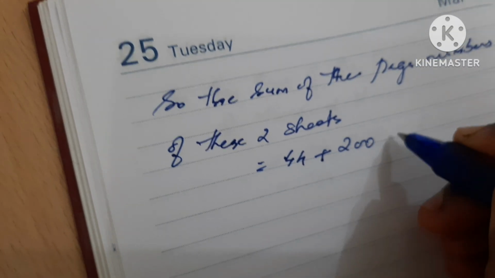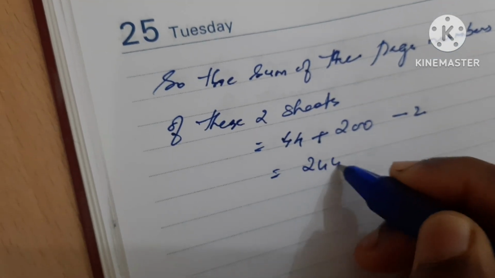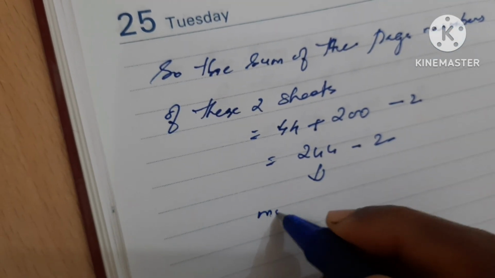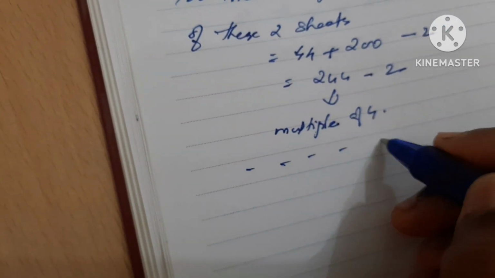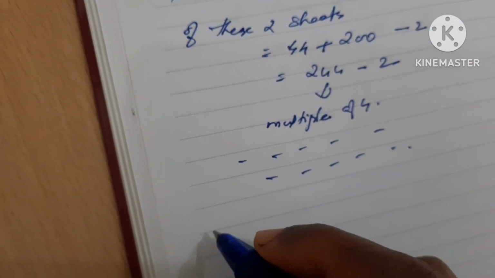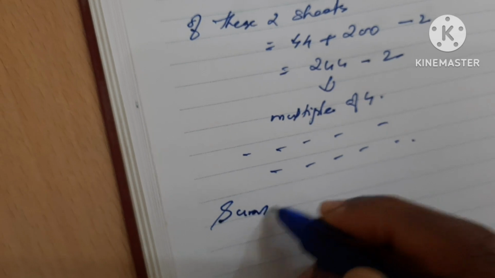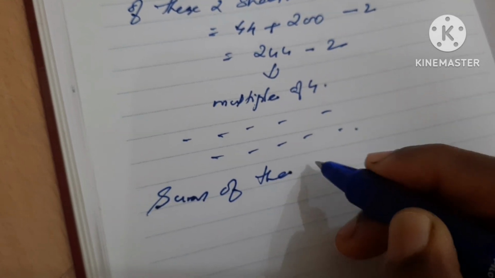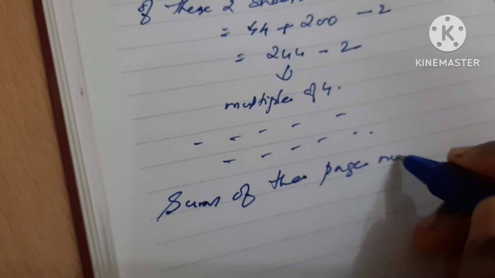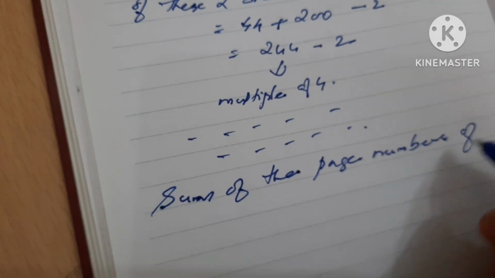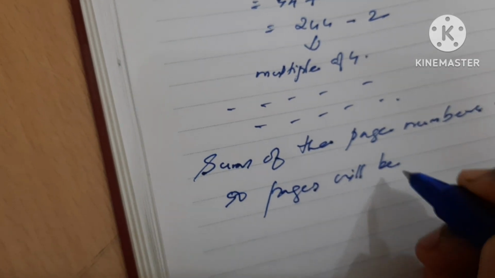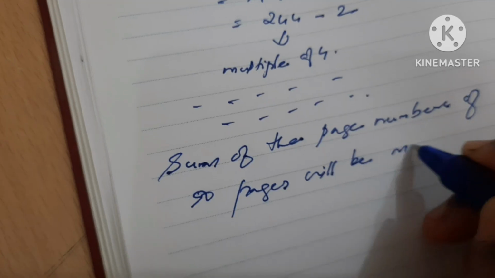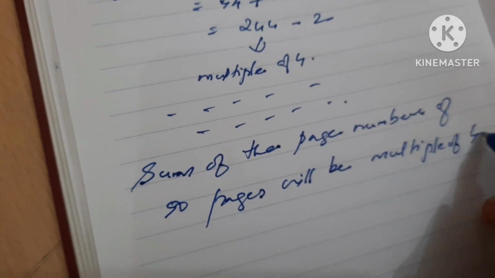So what you can say from this is that the sum of the page numbers of any two random sheets will be 2 less than a multiple of 4. So in this example, 244 minus 2, where 244 is a multiple of 4. Similarly, you are taking 50 sheets from the book. So the sum of the page numbers of these 50 sheets will be what? It will be 50 less than a multiple of 4, isn't it?